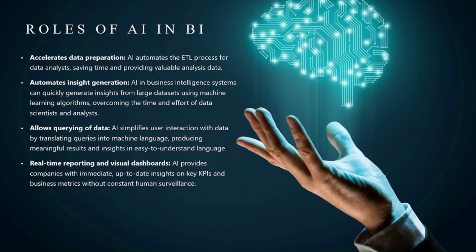Now let's discuss the roles of AI in BI. The primary focus of AI in BI is faster and more accurate management of data sources and processes that an organization performs for BI and analytics purposes. How AI contributes to improved BI depends on the type of process taking place, such as first, data preparation, second, insight generation, then we have the querying of data or we can say analytics, and the last one is real-time reporting and visual dashboards. We will discuss each one of them one by one.